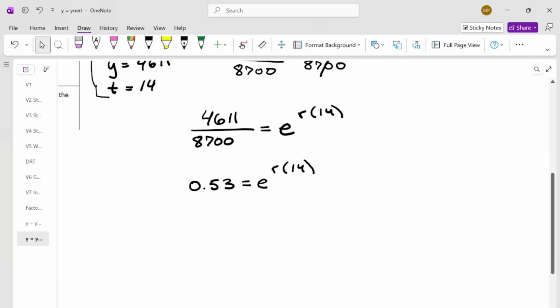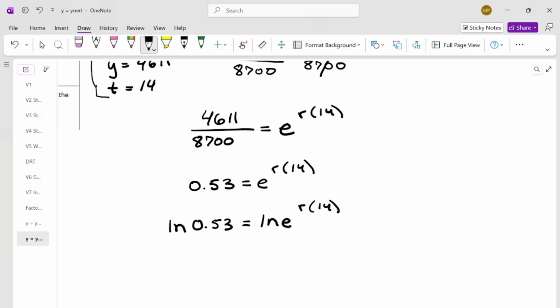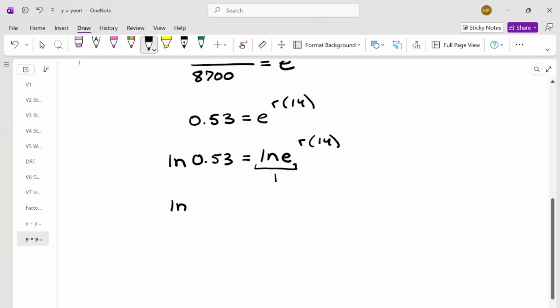Now we need to get the r, we need to bring the r times 14 down. So we're going to use the natural log on both sides. ln of 0.53 is equal to the natural log of e raised to the power of r times 14. Now, ln of e to a power is just that power, so we can rewrite this as the natural log of 0.53 is equal to r times 14. Now to get r by itself, all we need to do is divide by 14 on both sides.